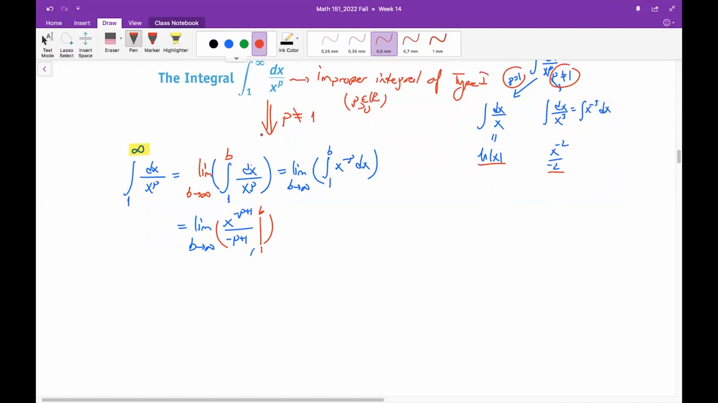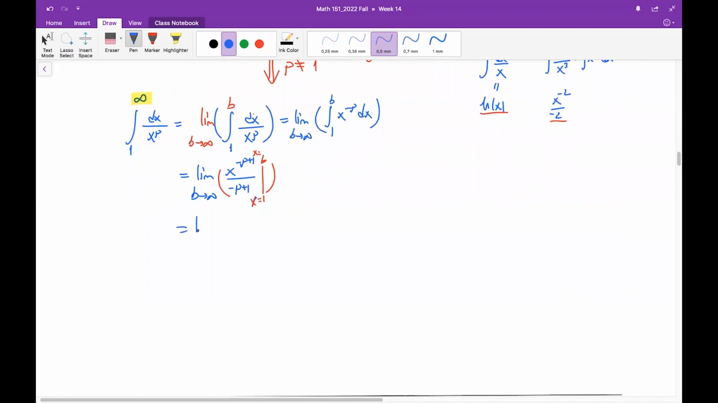Okay, so we are inserting these boundaries for x, like that. What we have: limit b goes to infinity, insert b first. I insert b to the power 1 minus p divided by 1 minus p, and then I insert 1. 1 to the power 1 minus p divided by this same denominator. That's why let's take it out as a common factor, 1 over 1 minus p, okay? So this is what we have.